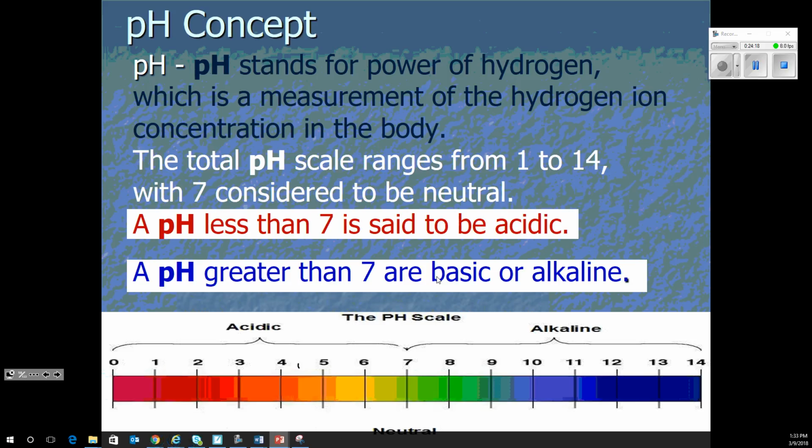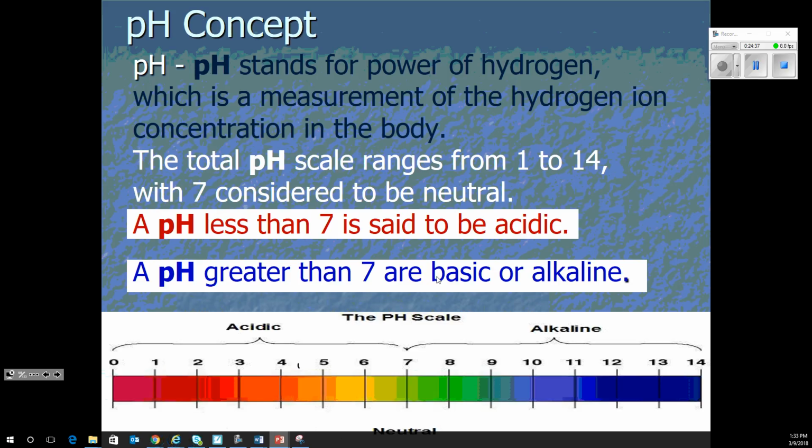All right, so pH is basically a power for hydrogen. And it is an easy way for us to tell if it's an acid or a base. With a pH of 7, we have a neutral solution. If the pH is less than 7, we have an acidic solution. If the pH is greater than 7, then we have an alkaline solution.